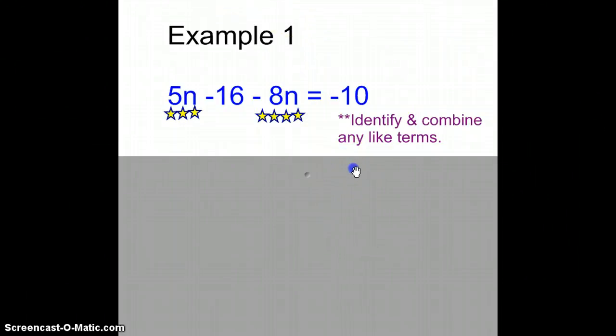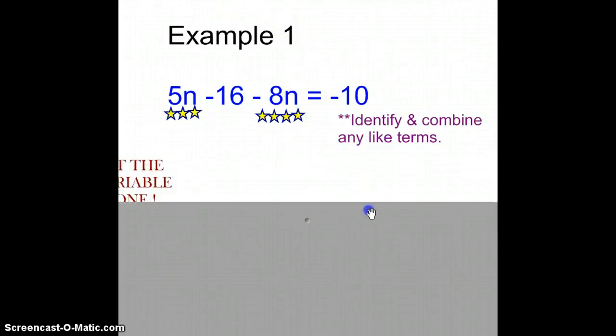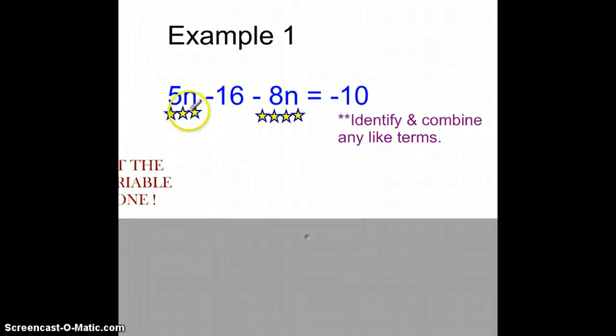In doing so, once we combine those 5n minus 8n, that'll give us negative 3n. Then we just bring down our negative 16. Remember to keep that sign with it, don't lose the signs. Bring down our equal sign and our negative 10.